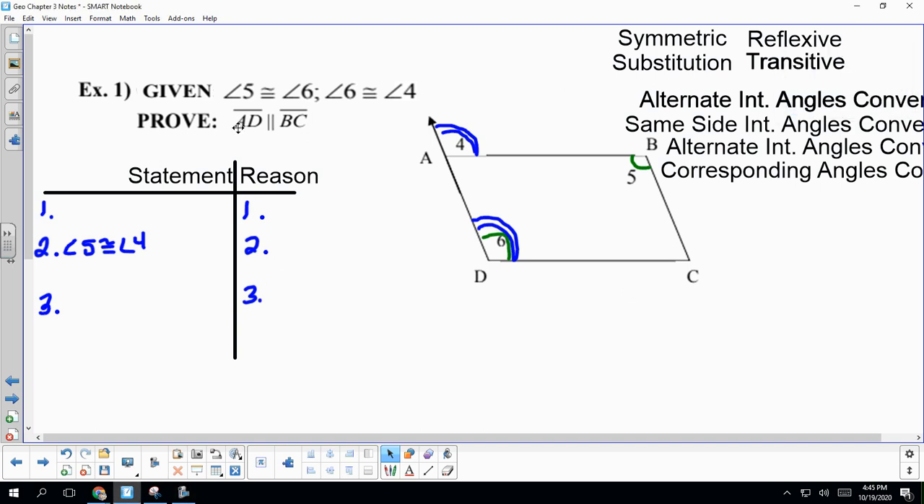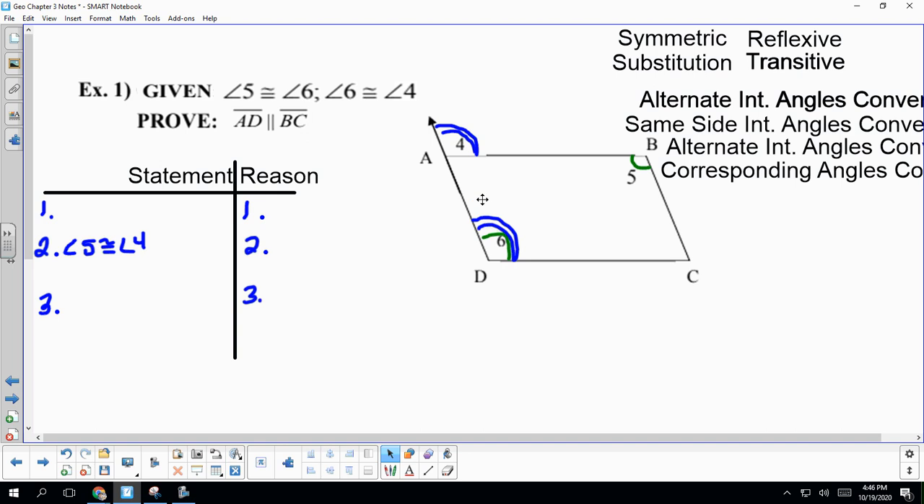Alrighty, so the next one we're going to prove, and in only 3 simple steps, yay. So we're going to prove that AD is parallel to BC. And if you look carefully, the B's chilling right here. We know that 5 is congruent to 6, so I put that in green. 5 is congruent to 6. And 6 is congruent to 4, I put that in double blue.